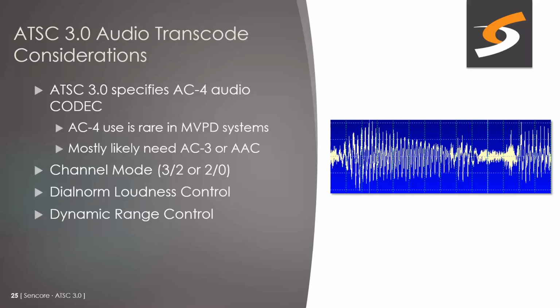So if an MVPD is currently transcoding everything, they're just going to have to make sure their transcoder supports these ATSC 3 formats as an input. If an MVPD is not transcoding ATSC 1.0 right now, they may have to introduce that kind of transcoding into their system, which certainly adds quite a bit of cost and complexity here.